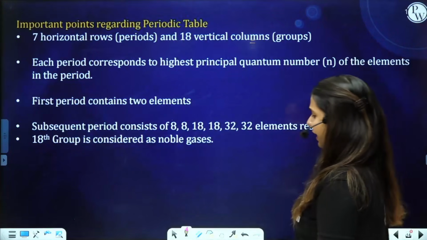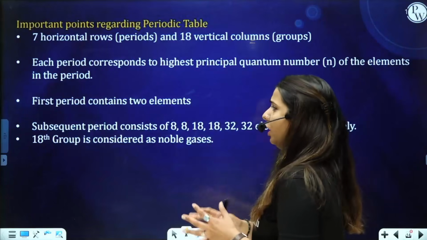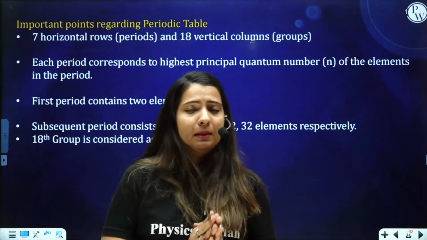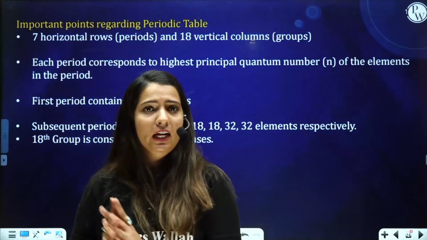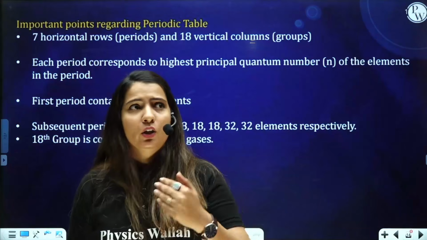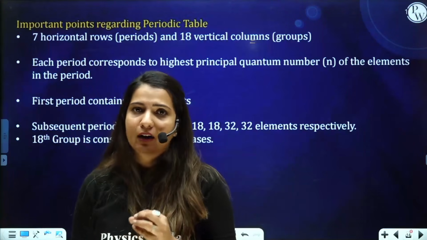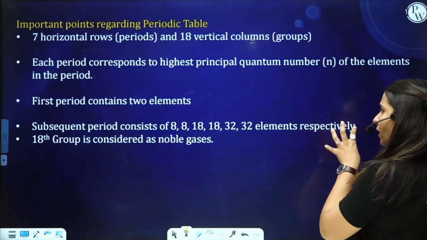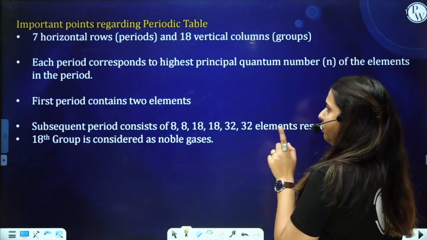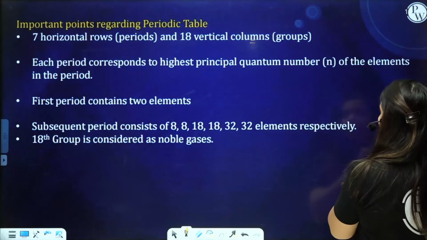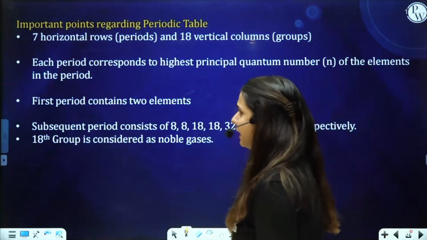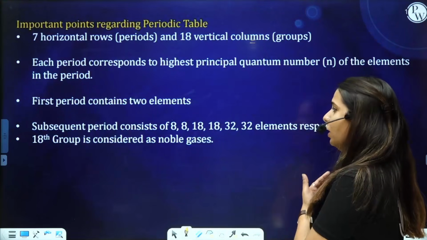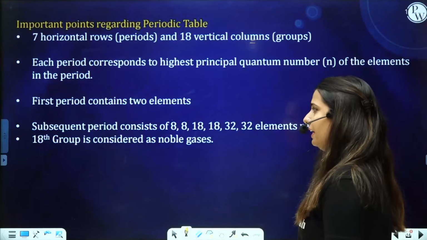Now, we have to discuss some important key points of the modern periodic table. First of all, the modern periodic law: the elements are arranged in the increasing order of the atomic numbers. Now, what other classification of the periodic table we have to understand, right? There are 7 periods. There are 18 vertical columns called groups. Each period corresponds to the highest principal quantum number n of the elements in the period. First period contains 2 elements. Subsequent periods consist of 8, 8, 18, 18, 32, 32 elements. 18th group is considered as the noble gases.